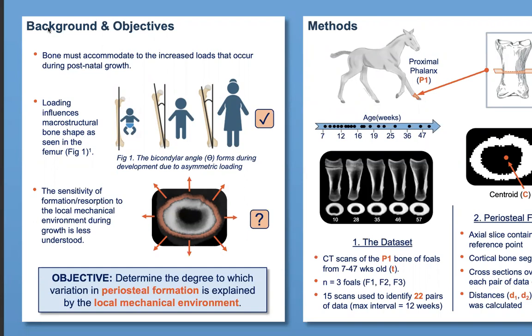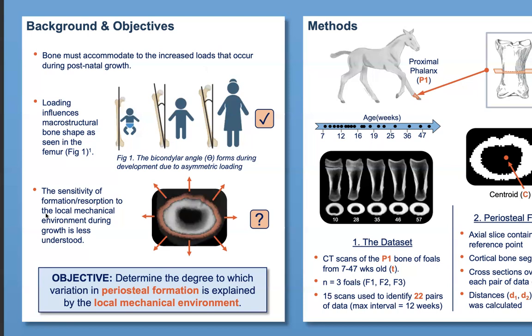A prominent example of this is the bicondylar angle seen here in the femur. Looking at figure 1, we can see that at birth, the bicondylar angle is essentially 0. This is a straight line. However, as we begin to ambulate, asymmetric loading at the plane of the condyles causes the medial aspect of the femur to grow faster, and therefore longer, than the lateral side of the bone, which ultimately results in this bicondylar angle, which is characteristic of the femur. It's notable that this angle is absent in the case of non-ambulation.